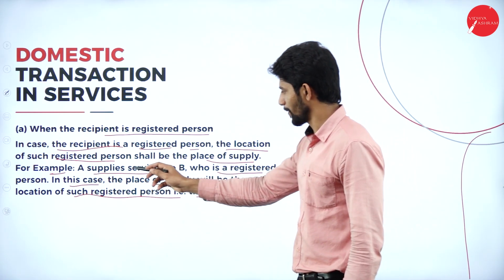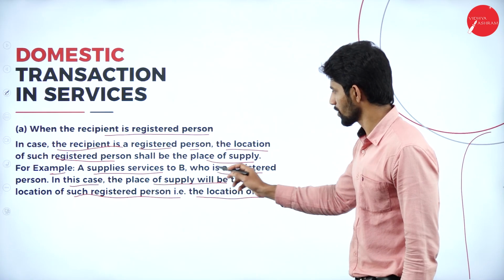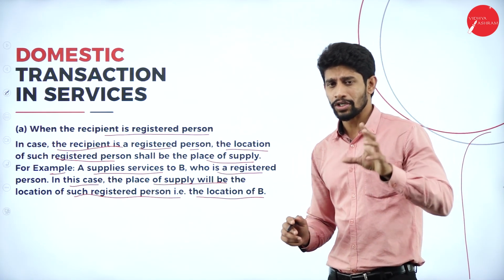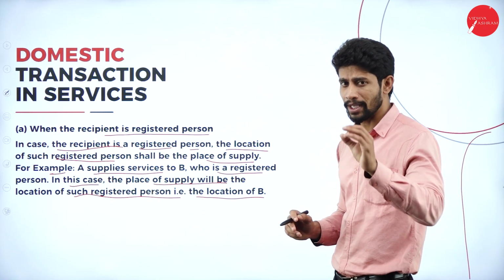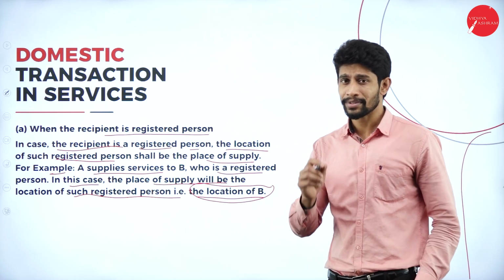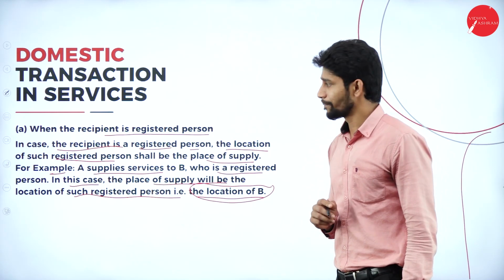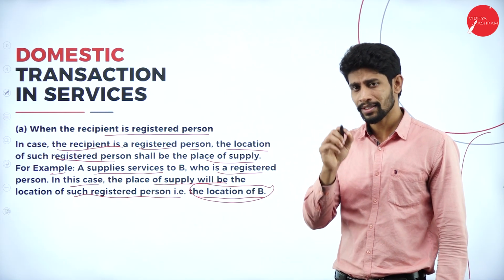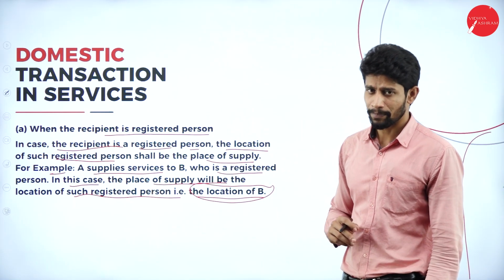Okay, so A supplies services to B, who is a registered person. That means B is a registered person. Now what is the place of supply? The place of supply is the location of Mr. B, because Mr. B is the registered person. When the recipient is a registered person, the location will be the location of the registered person.